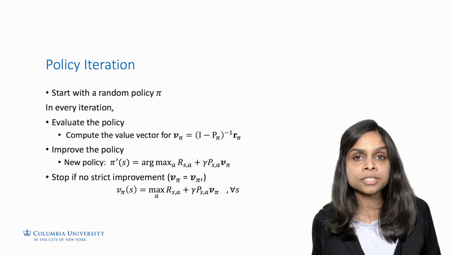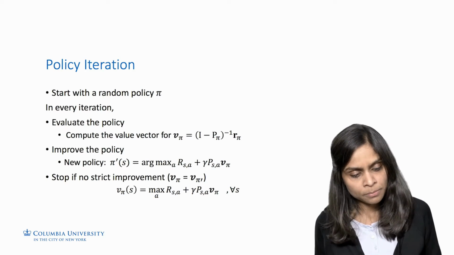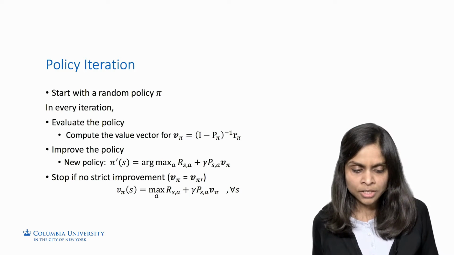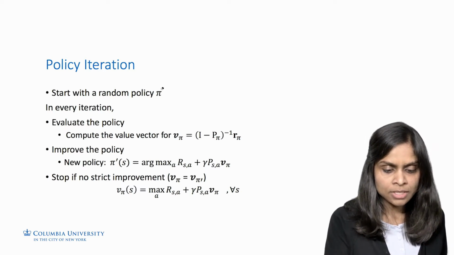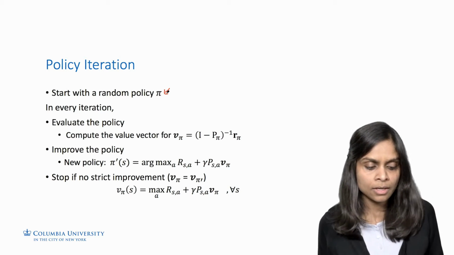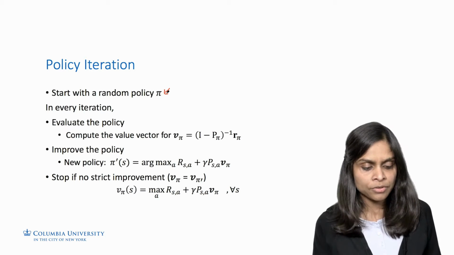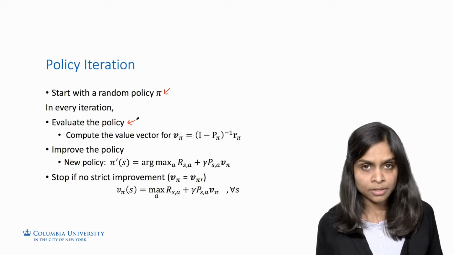Let's first look at the policy iteration method for finding the optimal policy. The structure of this iterative method looks like this. We start with some arbitrary policy pi. Then in every iteration, we first evaluate the current policy.